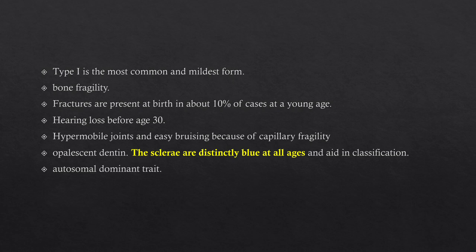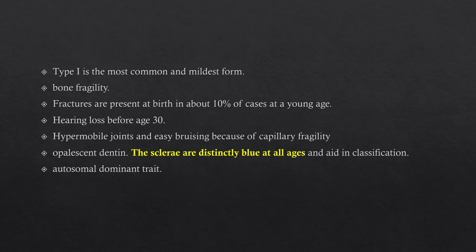As mentioned earlier, there are 4 types. Type 1 is the most common and the mildest form, which has bone fragility. The features can be very similar. The only differentiating feature is going to be the sclera that is going to be present throughout the lifespan or during the childhood alone. Fractures are present at birth in about 10% of the cases. Because it's the mildest form, the fatality is going to be less.